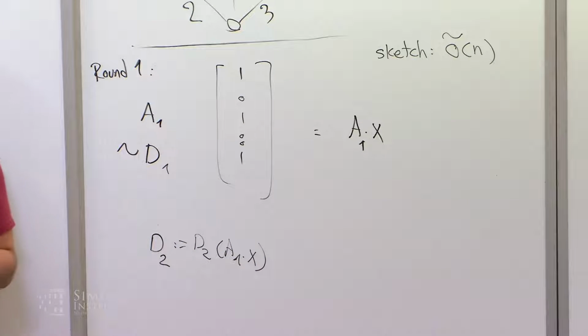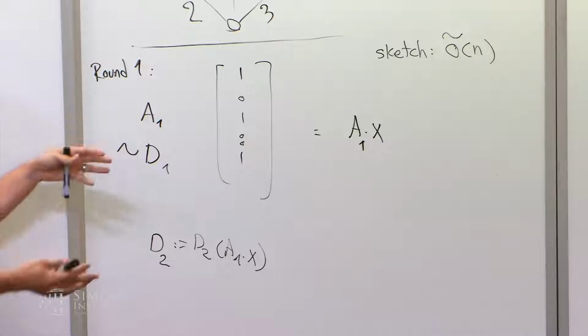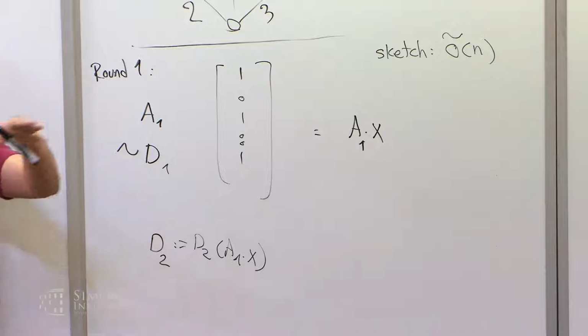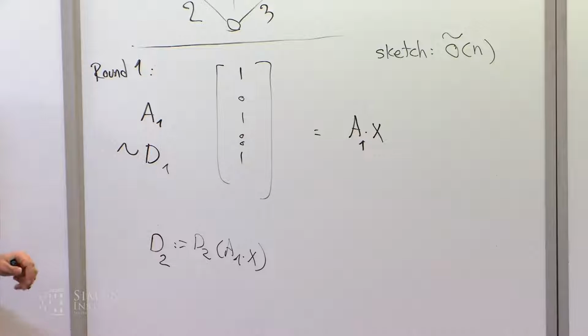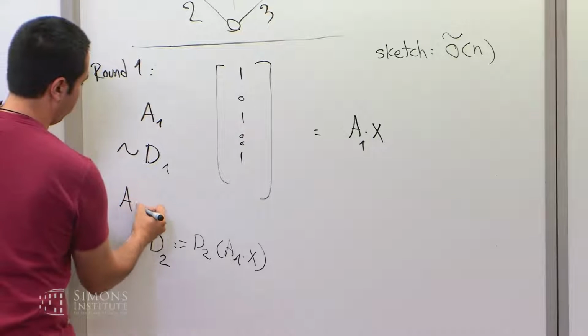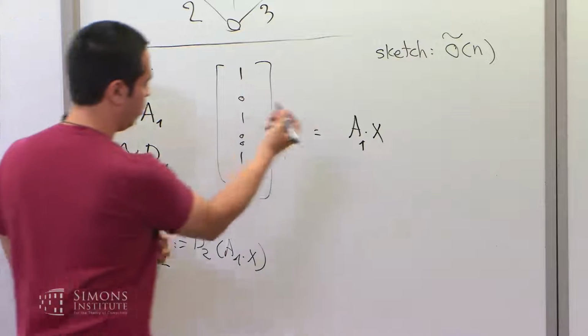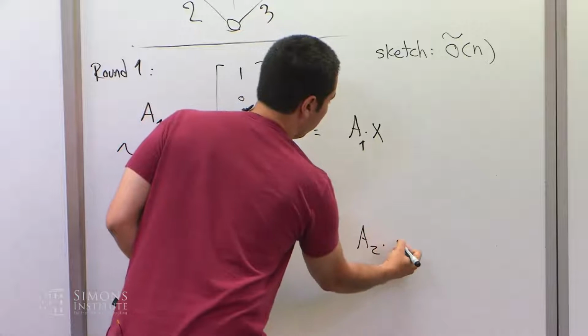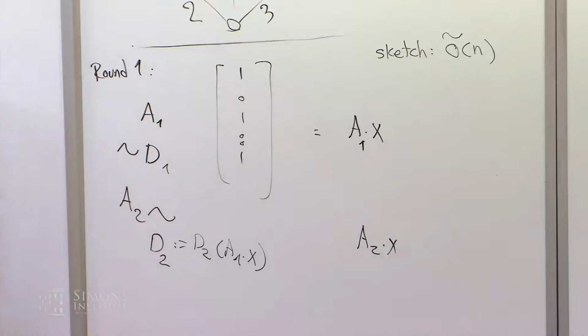Make sense? Maybe you look at the graph and you decided that these set of vertices are more important. I want to sample more edges from there. So my next distribution tries to sample more edges from there. I'll pick something from here. So now I'll sample A2 from here. I'll do the multiplication. I'll get A2 of x. So this is my second round.